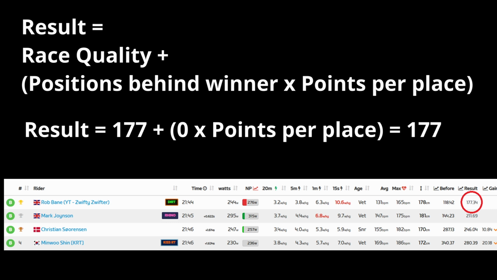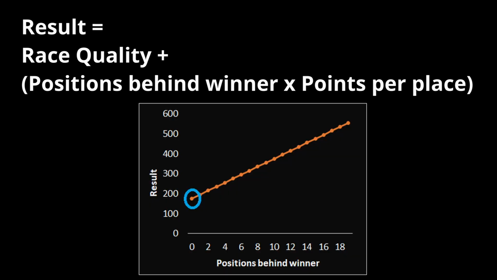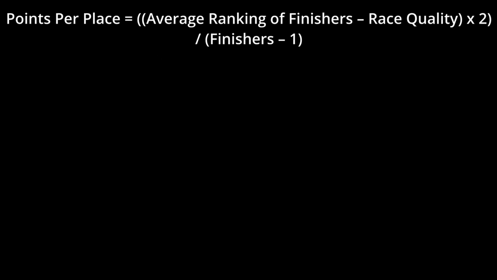The final piece in the puzzle is working out this points per place, which is how many points second place will be behind first place, and is essentially the gradient of this chart. Points per place is worked out with this formula. It's the average ranking of all finishers minus the race quality times by 2 divided by the number of finishers minus 1. So let's have a look at this.